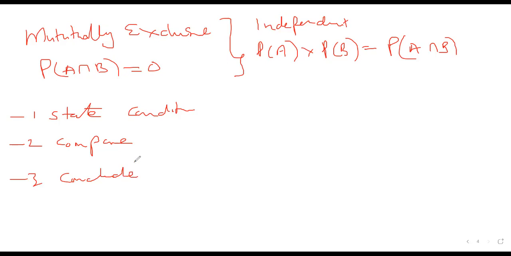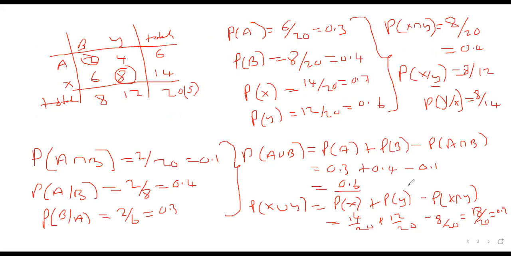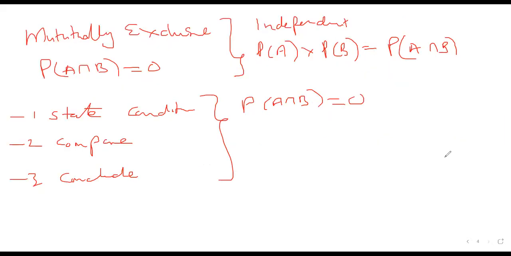So let's see whether A and B are mutually exclusive. What is the condition? A intersection B must be equal to 0. Number two, you compare. What was our A intersection B? In this case, A intersection B was 0.1. So is 0.1 equal to 0? No. So what is the conclusion? Not what? Mutually exclusive.